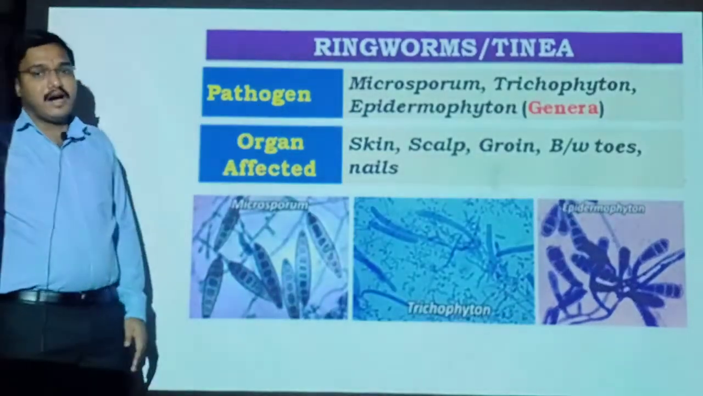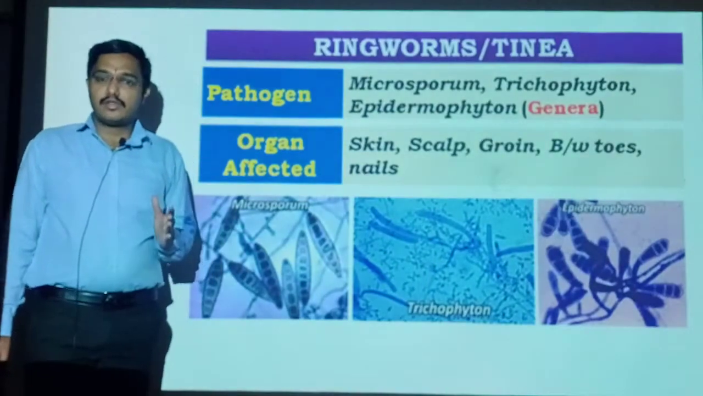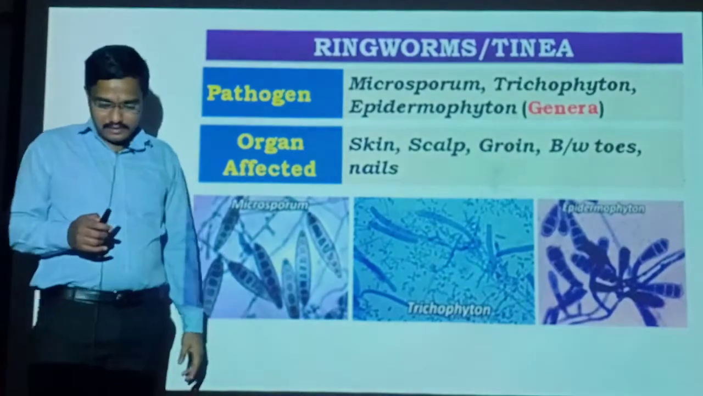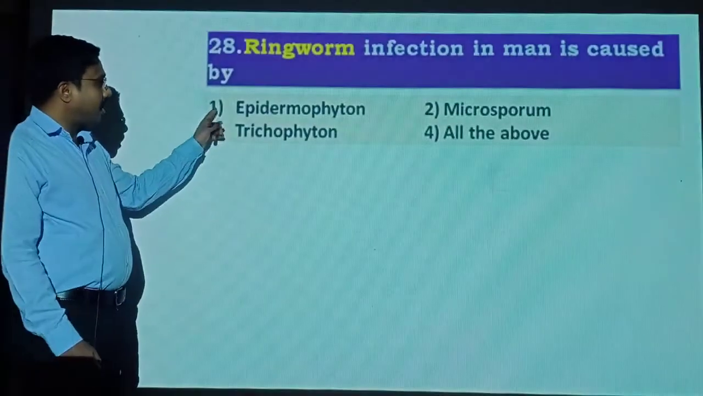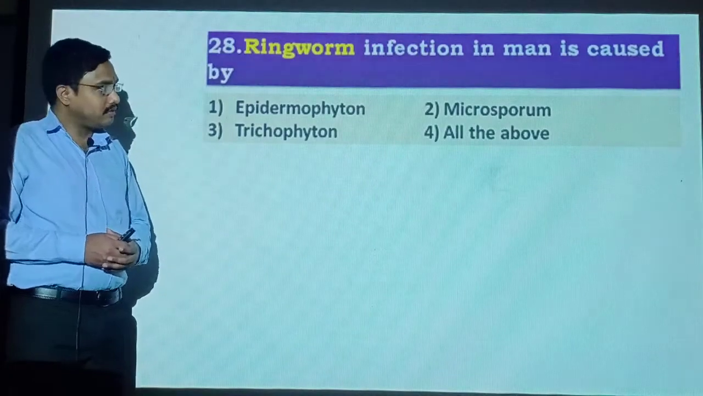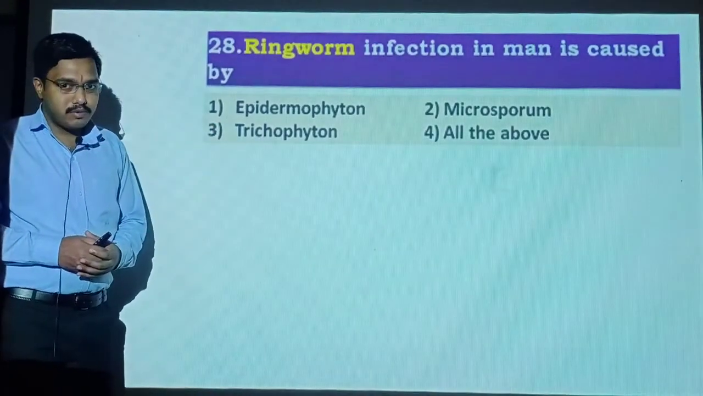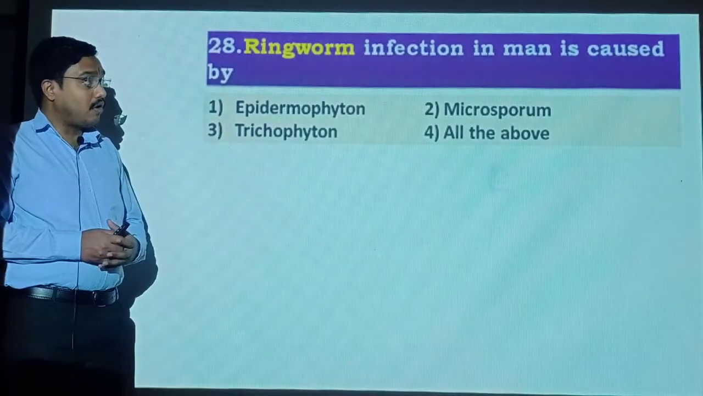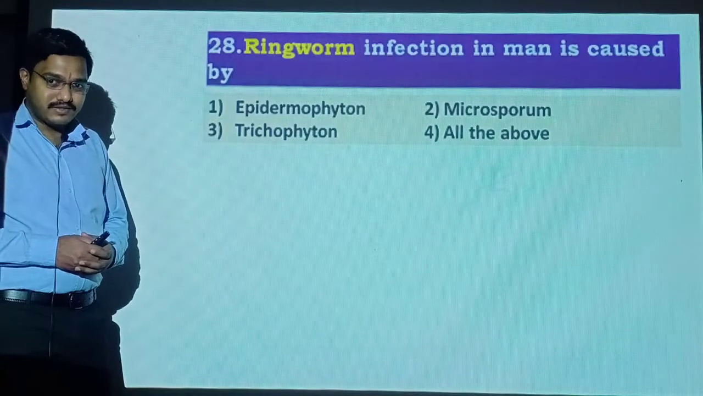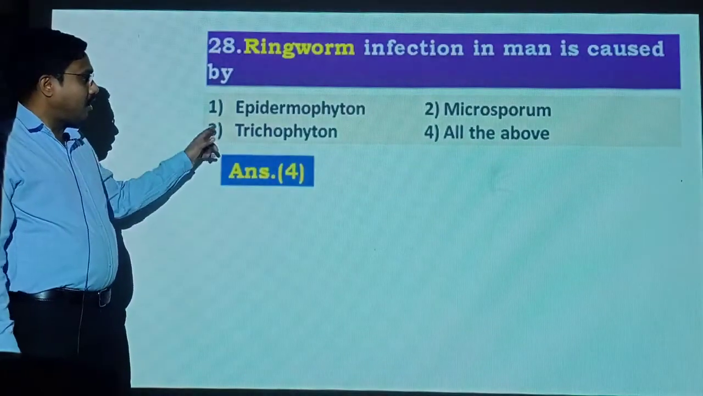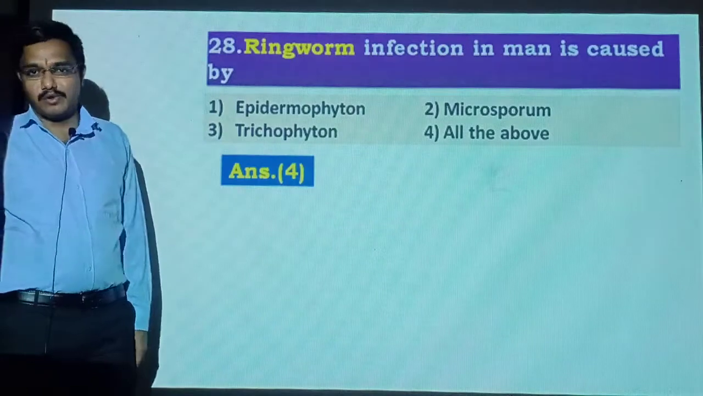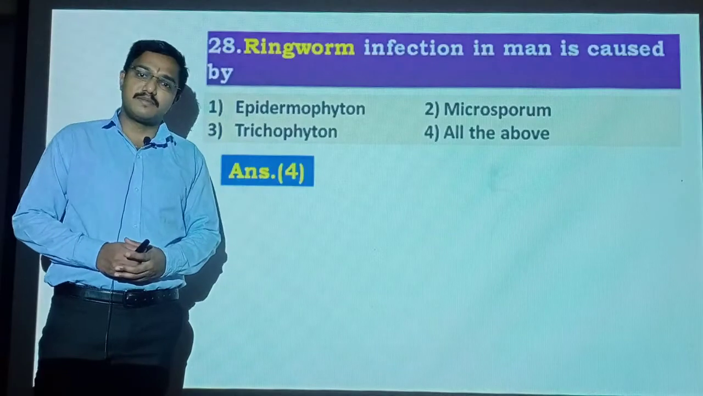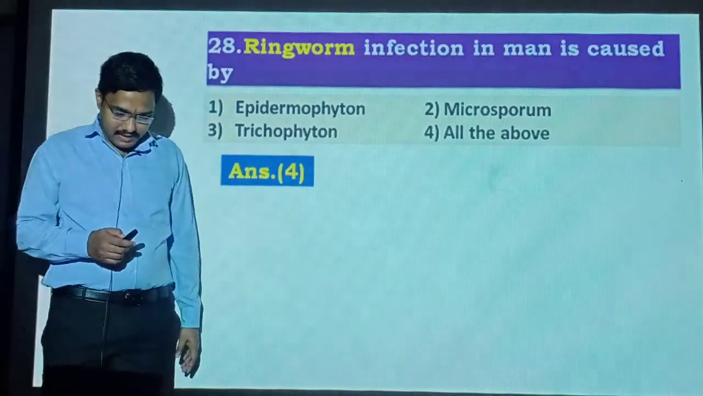Epidermophyton. They are the 3 genera causing ringworms. Okay, now tell me the answer. Option 1 Epidermophyton, option 2 Microsporum, option 3 Trichophyton, option 4 all the above. Yes, the right answer is option 4, all the above. These 3 genera of fungi cause ringworms. Okay, next question.